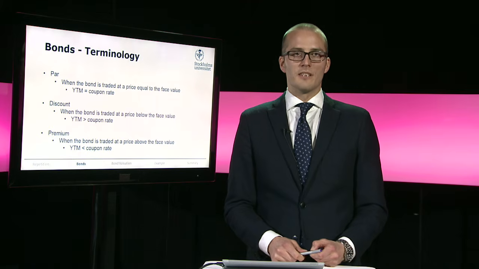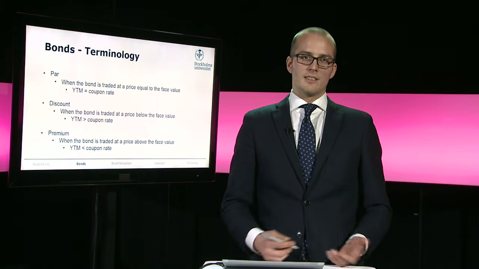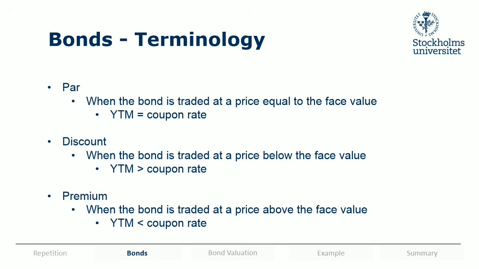And this happens when the yield to maturity is greater than the coupon rate. And it can be traded at a premium, which is if the bond is traded at a price above the face value. And this happens when the yield to maturity is below the coupon rate.